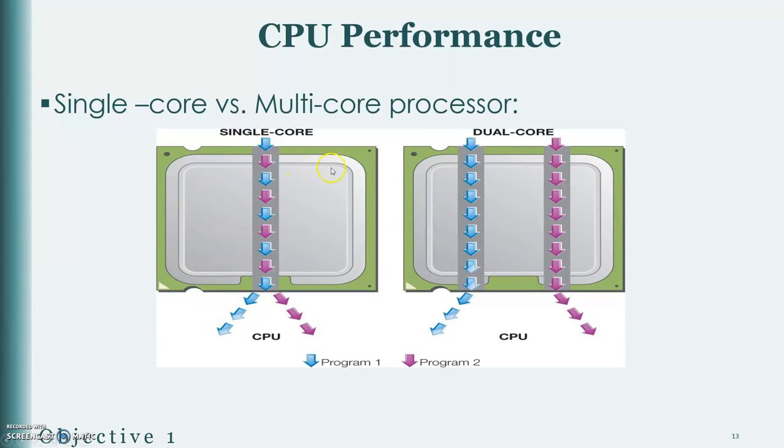If you have 2 cores, or dual core like here, you can see all of this is happening at the same time. It's running program 1 here in one core, it's running program 2 here in another core. So you can imagine when you get up to a CPU that has like 16 cores on it, how quickly and powerful your machine will be.